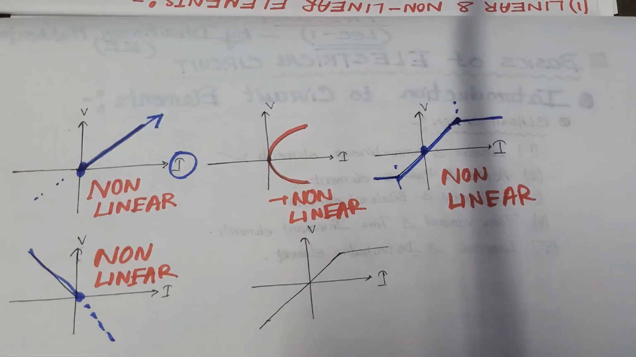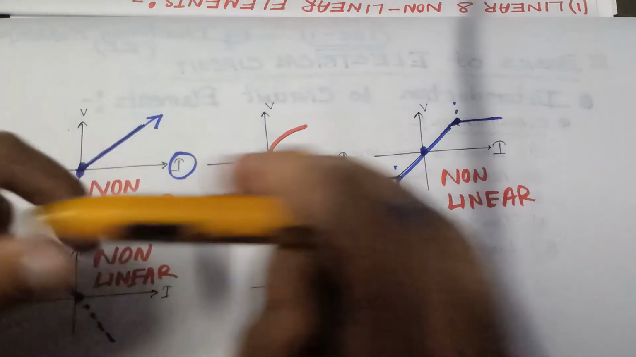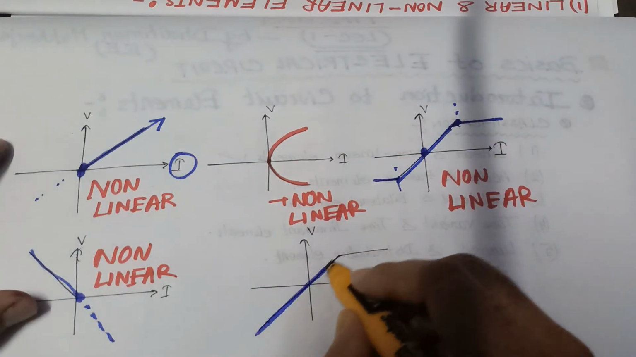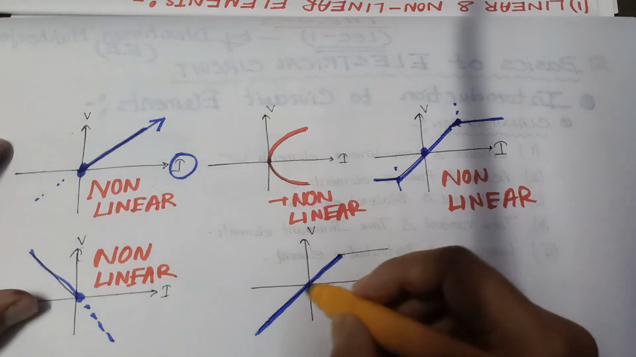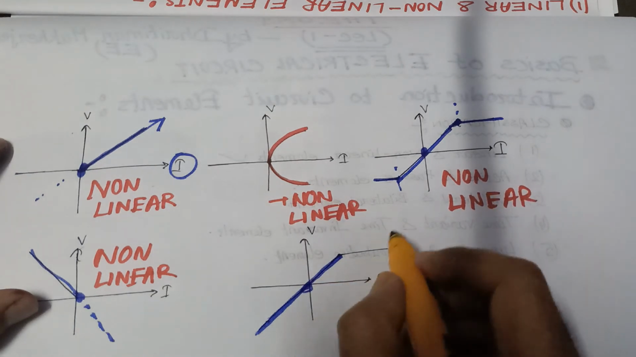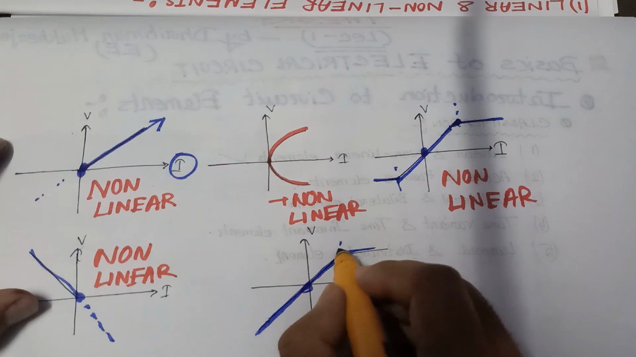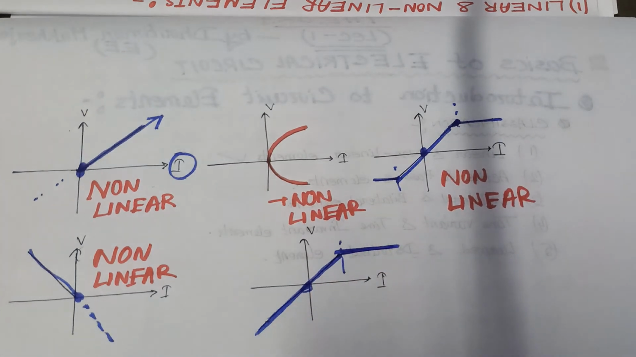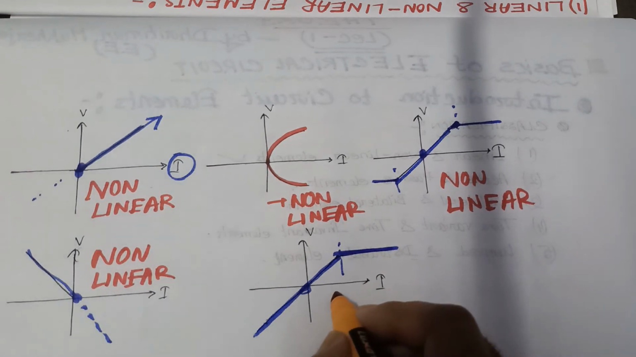See in this case also, it is following only one equation of straight line. So condition 1 is satisfied. It is passing through origin. Condition 2 is satisfied, but not for all time, because after reaching this value, this curve is saturated. So it is again a non-linear element. Non-linear.